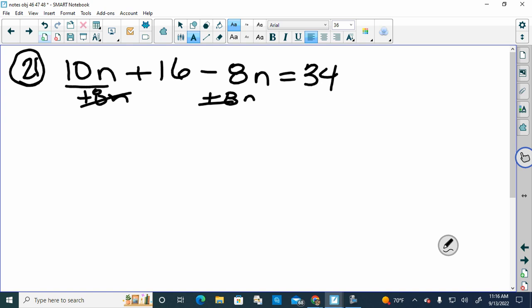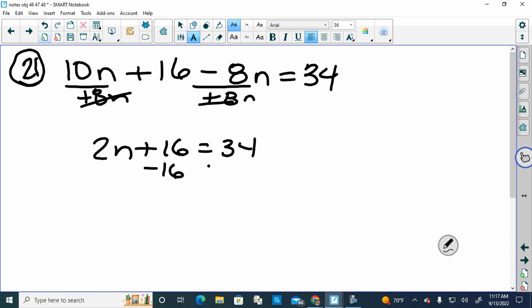Okay, so we have a 10n and a negative 8n, so that would give me 2n, and we always take the sign of the larger number, so it's a positive, so it's going to stay as a positive. Okay, so to get the little n by itself, I have to do what? Right, and the reason why we're doing the opposite is because we're moving it to the other side. Okay, so negative 16, so that gets rid of it.